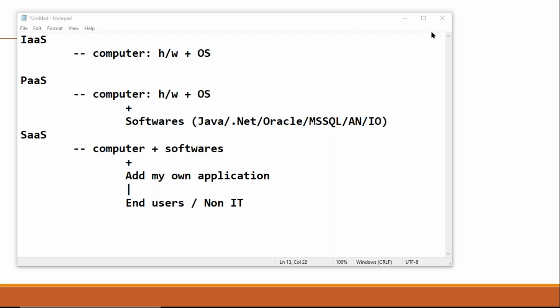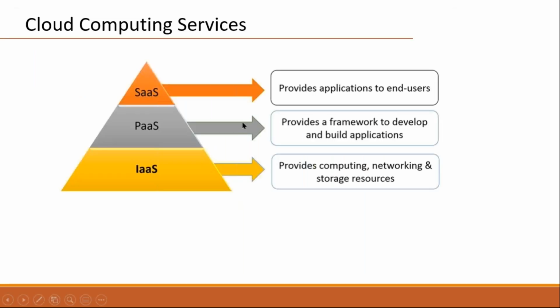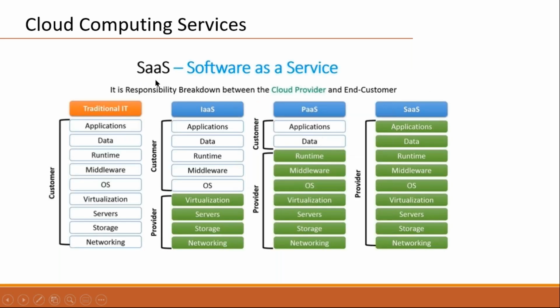Right. So there are three major services. We have many other services like DBaaS, database as a service, and business logic as a service. So many other services are there, but these are the three major services here. That's why we'll see the differences, then we'll see practically how we can work with AWS.